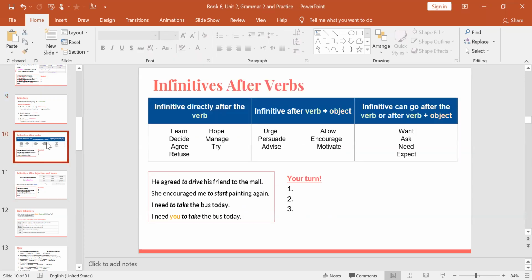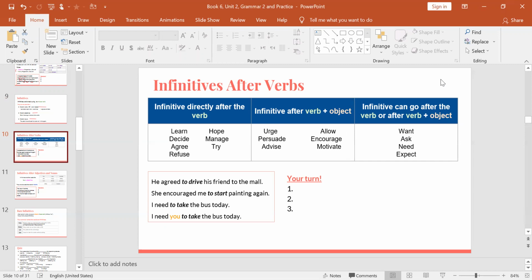Let's continue. So infinitives after verbs. The infinitive directly comes after the verbs learn, decide, agree, refuse, hope, manage, and try. So that's the to plus the base verb. The infinitive goes after the verb plus object here with urge, persuade, advise, allow, encourage, and motivate. And then in this third column, the infinitive can go after the verb or after the verb plus object. So it's a hybrid between the first two categories. Want, ask, need, and expect.